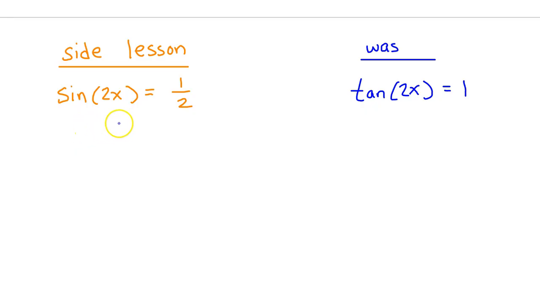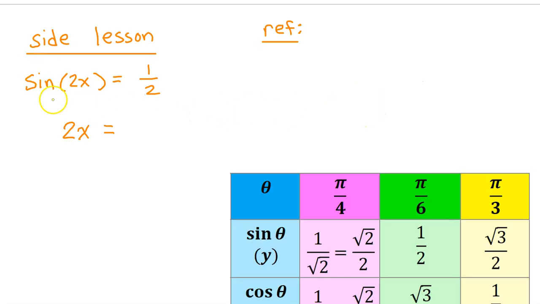Before I end this video, I want to do a quick side lesson showing how the problem would have turned out if it had been sine or cosine instead of tangent. We would solve for the 2x inside as before by first determining the reference angle, by asking the sine of what is 1/2. We have memorized that the sine of pi over 6 is 1/2, so in this case pi over 6 would be the reference angle.